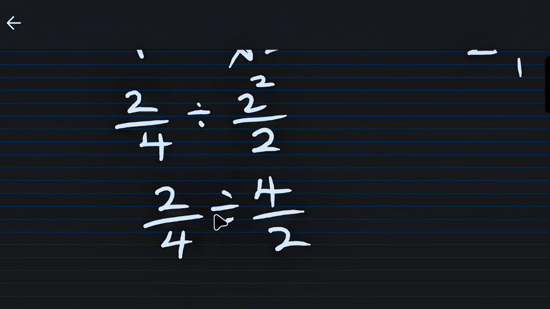Okay, now most people, when they arrive at this point, use these 2 to cancel these 2 and use this 4 to cancel this 4, and they arrive at 1. But that is the wrong way to solve this.